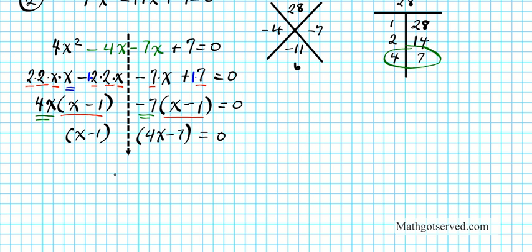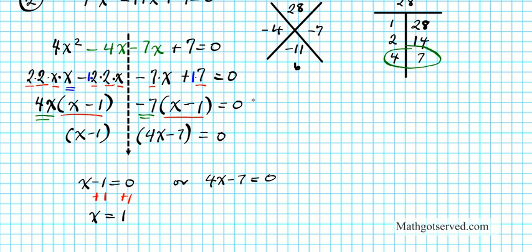Now I'm going to solve it using the zero product property, which tells me that if I multiply two numbers to get 0, either the first one is equal to 0 or the second one is equal to 0. Okay, let's solve this first one. There's a one-step equation. Just add 1, and your final answer is simply x equals positive 1.